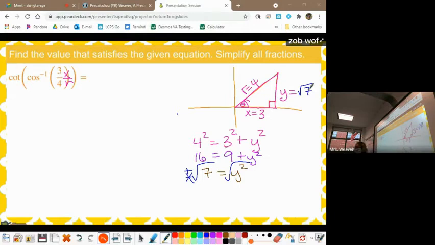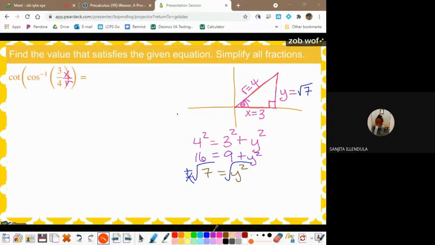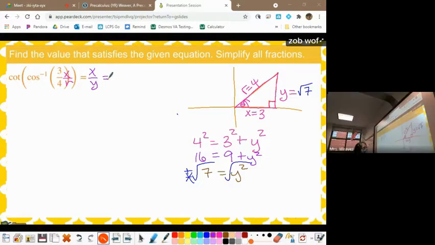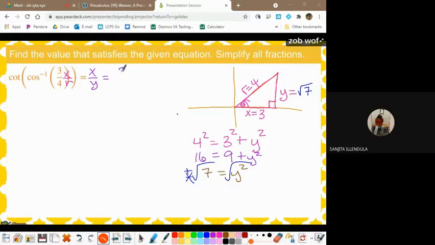All right, we now have all 3 sides of the triangle. We can find any of the 6 trig values they want. They want cotangent, so how are you going to find it, Sanjita? Cotangent is x over y. Okay, so we're going to plug it in from the triangle. So it would be 3 over the square root of 7. Are we finished?